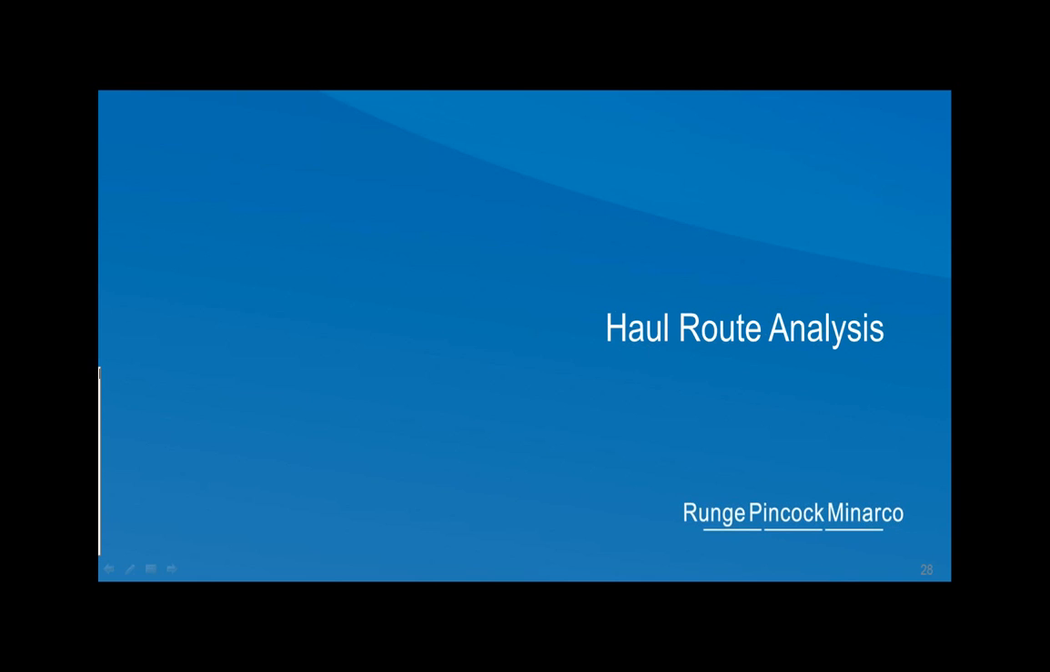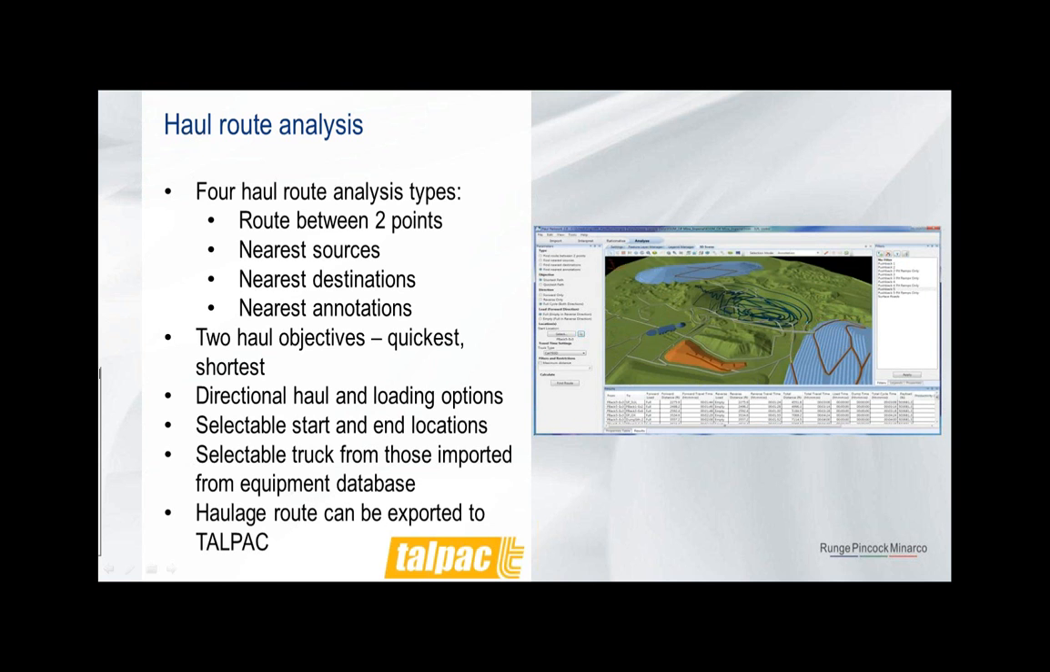So haul route analysis, and this is really the crux of HAULNET. It allows for 4 haul route analysis types. So you can look at the route between 2 points, you can look at the nearest sources, the nearest destinations, and the nearest annotations from any source in the model. There's 2 hauling objectives, so you can either choose the quickest route or the shortest route, depending on the objective of your schedule. And you can even look at directional hauling and loading options.